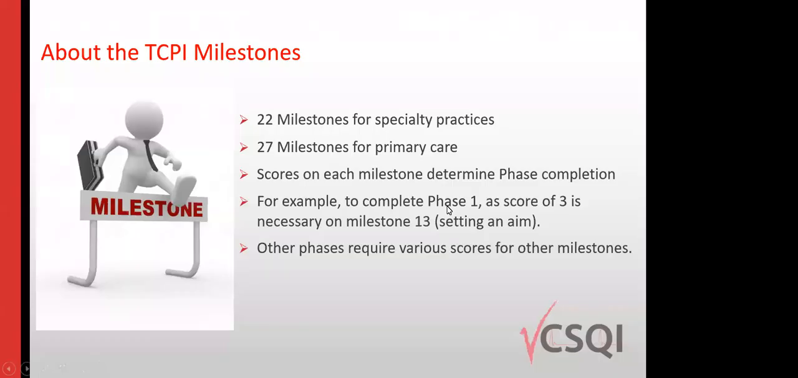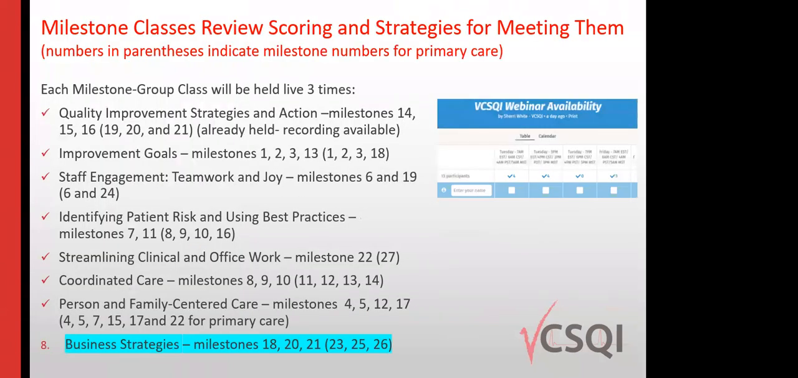As you recall, there are 22 milestones for specialty practices, 27 for primary care. The scores on each milestone determine phase completion, and one milestone may show up in more than one phase, just with a different score required to complete that phase. We've held 8 classes. Today is the 8th, and you can see them all titled here, including which milestones they address. The recordings for each of these are available on VCSQI.org, as well as the links to them are included in the Monday updates that come to all of you from Jana Eller.